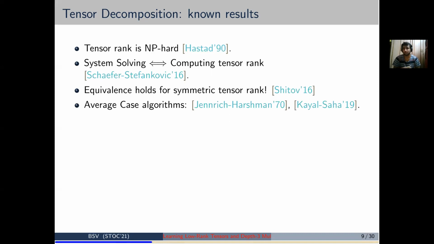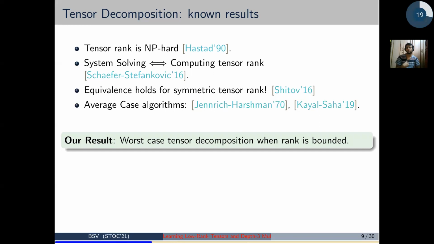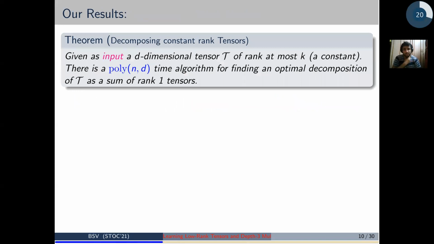On the algorithmic front, we know algorithms which work really well if a tensor is made by choosing entries randomly from some distribution. But what we are concerned with here is the worst case scenario, where there is no assumption on the entries. That is what we do in this work. We give a worst case tensor decomposition algorithm when the rank is bounded. So let's explore these results more deeply.